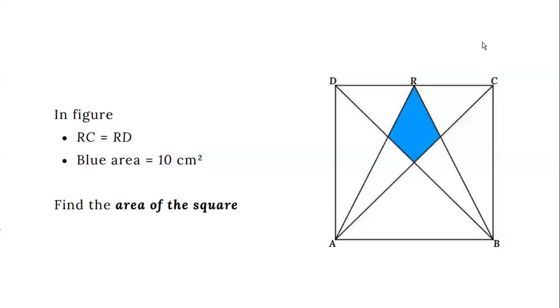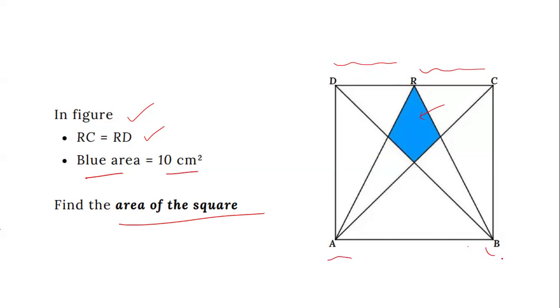So hello guys, in this video we will solve this problem. In this problem, it is given that in the figure RC is equal to RD, meaning this side is equal to this side, and the blue area is 10 centimeter square. Then we have to find the area of the square.